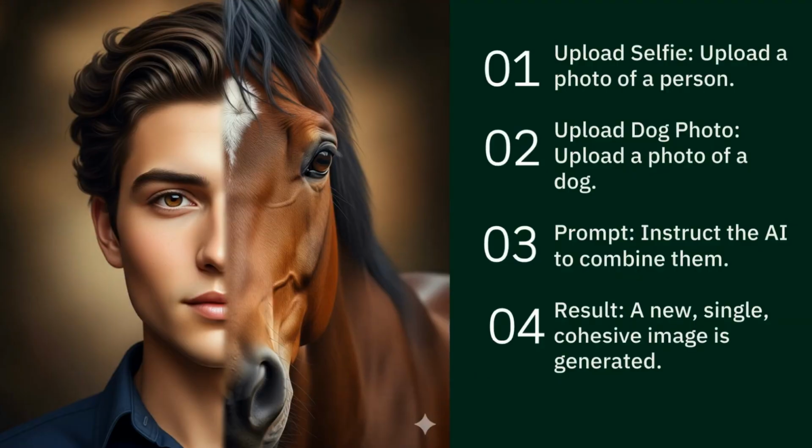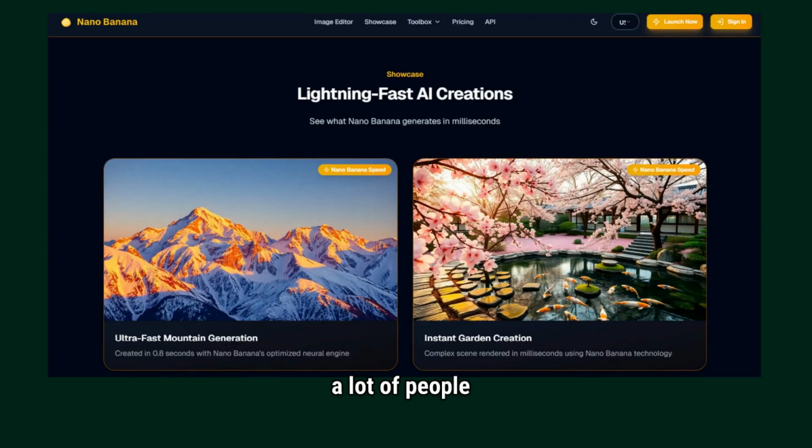First up is speed. While other models can leave you hanging for 15, 30, even 60 seconds, this one often spits out a result in just 1 or 2 seconds flat. This completely changes the entire creative process. It feels less like you're submitting a job to a machine and more like you're having a real-time, interactive conversation. Next up is what a lot of people are calling its killer feature: consistency.